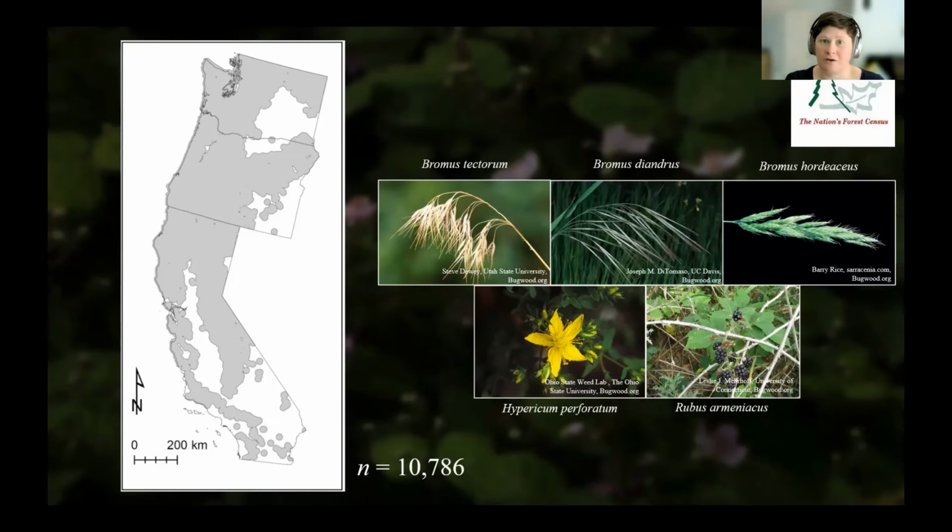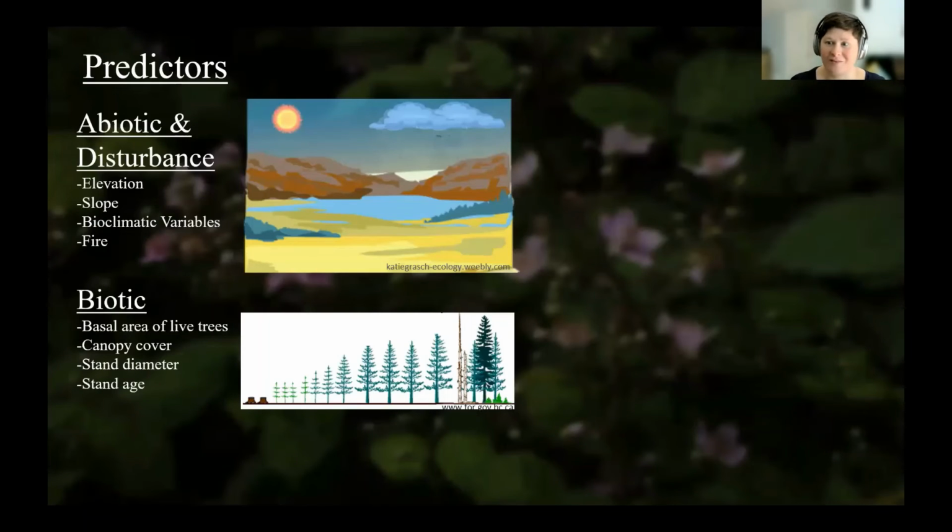Or is there no record of that species, which we're calling an absence of an infestation? And what we can do then is pair those presence-absence data with predictors that we chunked out into two main categories: abiotic and disturbance, which is sort of xenopoetic, although disturbance is obviously influenced by what's going on the ground. So we'll just call it abiotic and disturbance predictors.